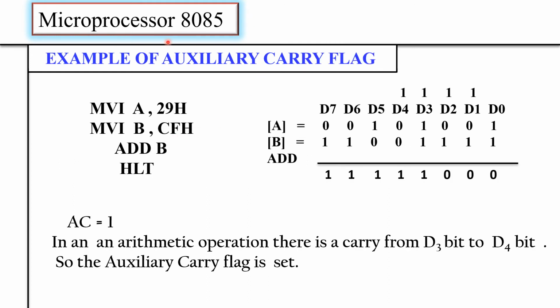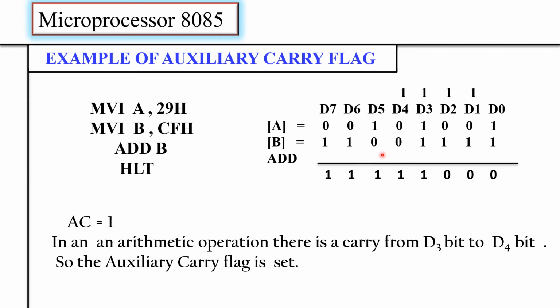So let us understand the auxiliary carry flag with the help of an example. MVI A, 29H: 29 is moved into the accumulator, so the content of the accumulator is 29H. MVI B, CFH: the data CF is moved into register B, so the content of register B is CF.